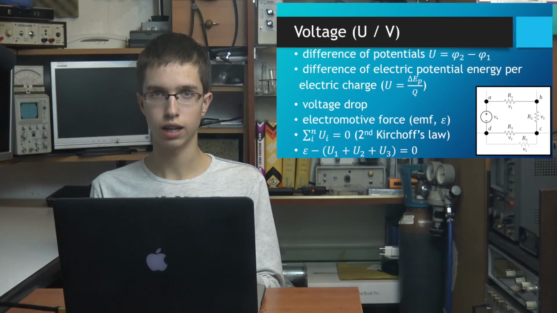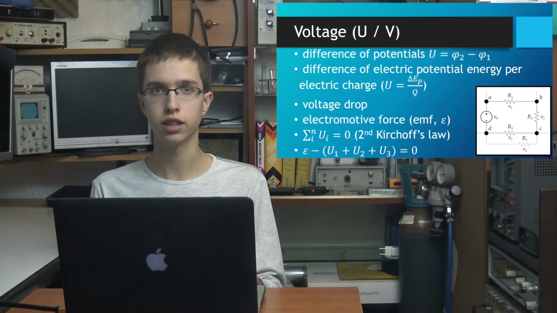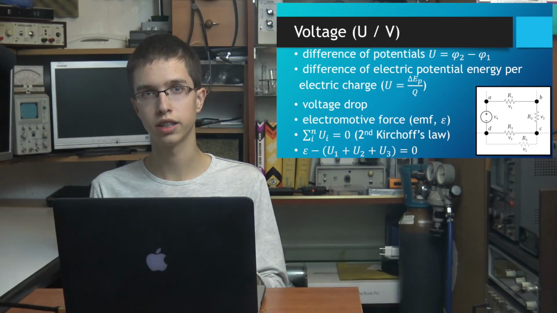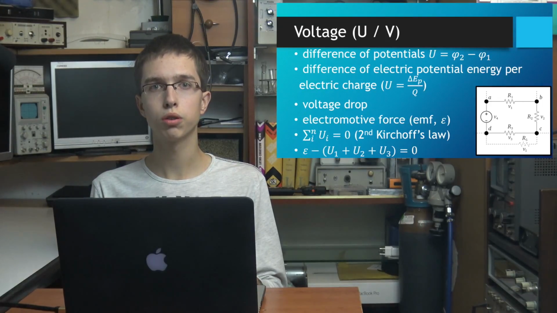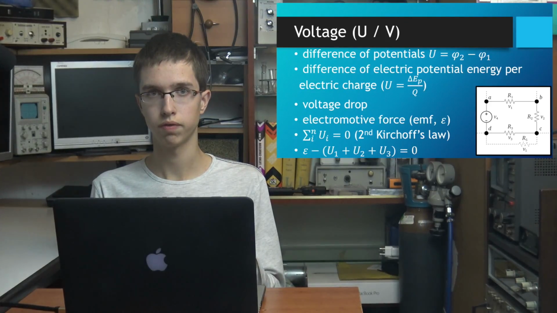There are two basic types of voltage, direct and alternating, which are, as we can see, the same two types as for direct and alternating current. In this video we are going to talk about direct voltage. However, two types of voltage within an electric circuit are voltage or potential drop and electromotive force.